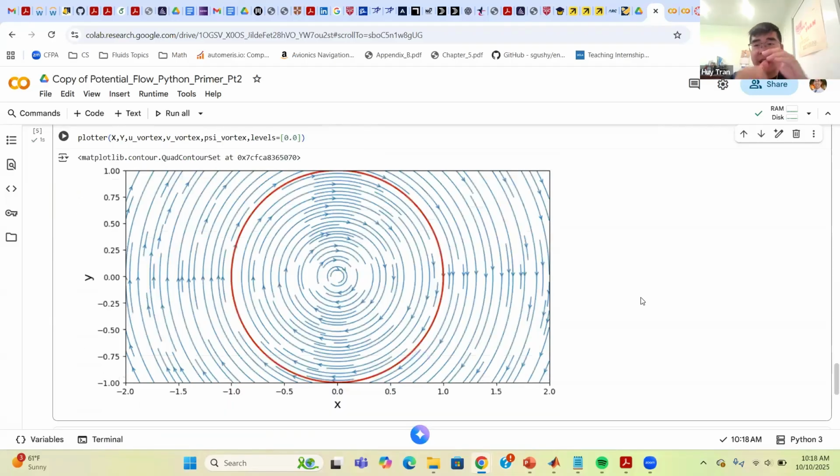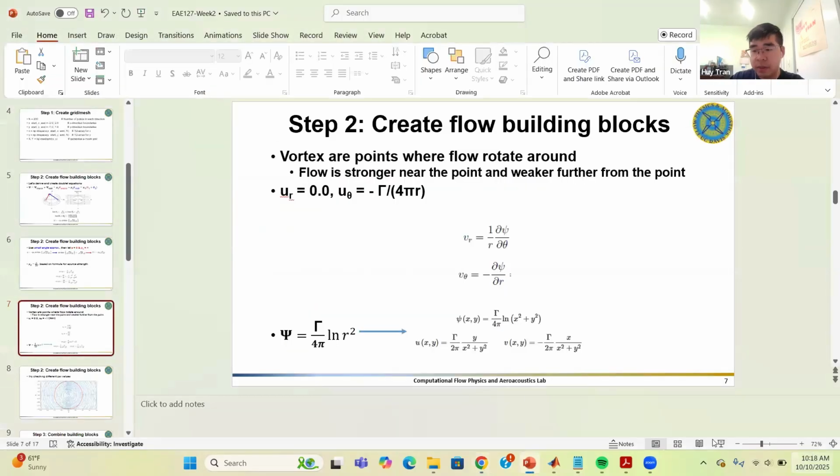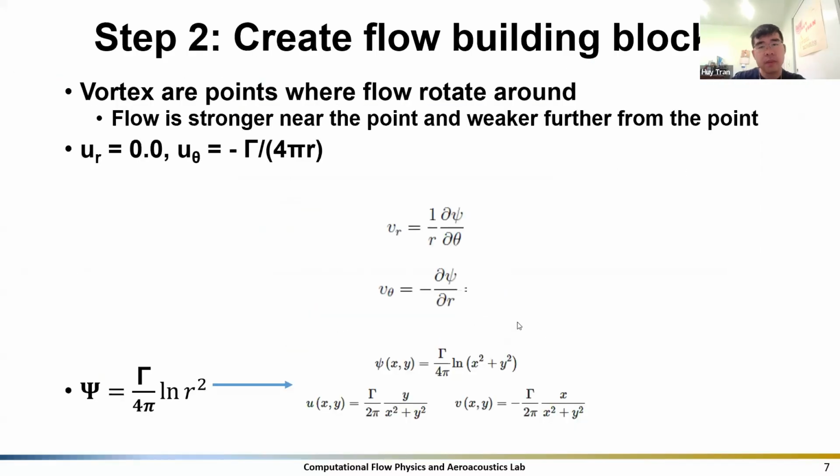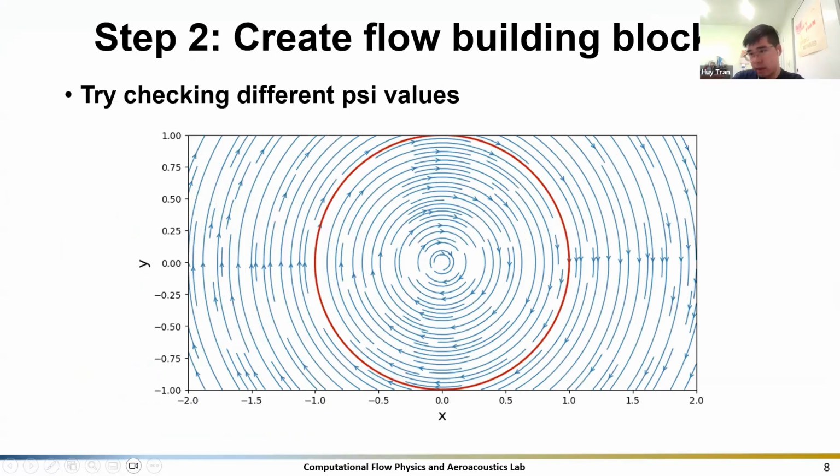So as I mentioned, because we have a positive gamma value, we're going to have clockwise rotation. I guess the convention will be clear afterward, but for now, positive means clockwise, negative means counterclockwise. Look at the image shown here, and that's what you'll see in my slides too. We'll get this image. Try checking different psi values.